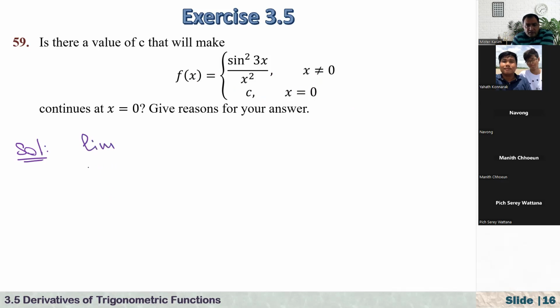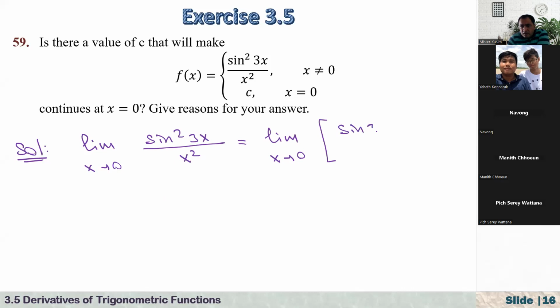What is the limit of f when x approaches 0? When x approaches 0, x is not equal to 0. Everywhere else, when x is not equal to 0, our function is defined as sine squared of 3x over x squared. So now I can rewrite this as the limit as x approaches 0 of sine of 3x over 3x, squared. And this 9 appears here, so actually we didn't have 9. That's why I should multiply this by 9, right?